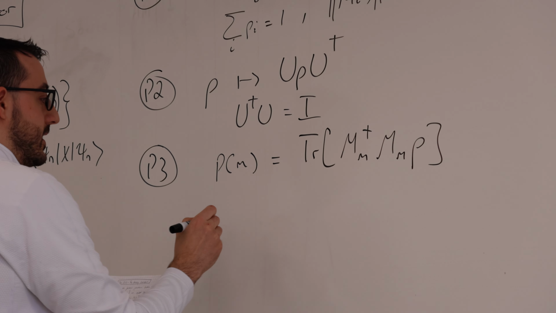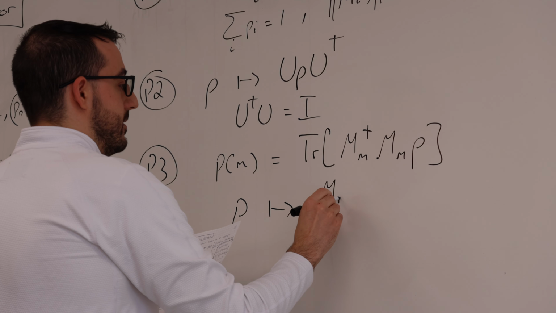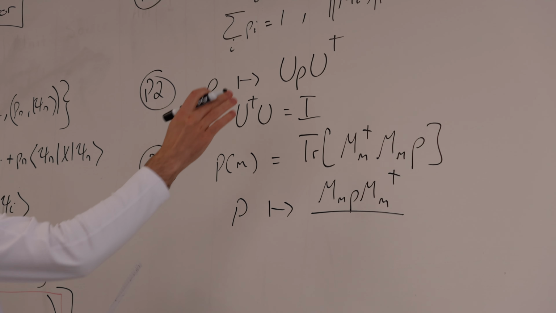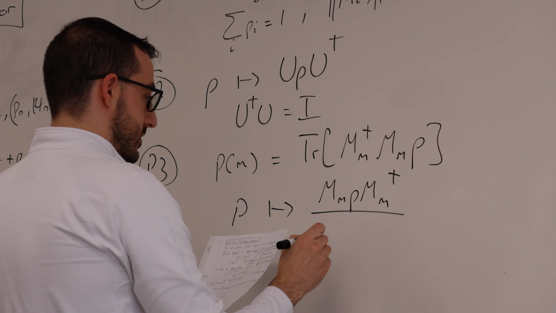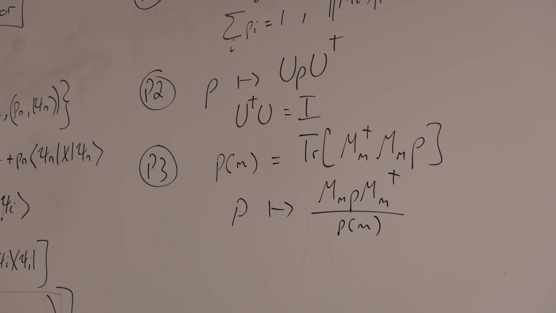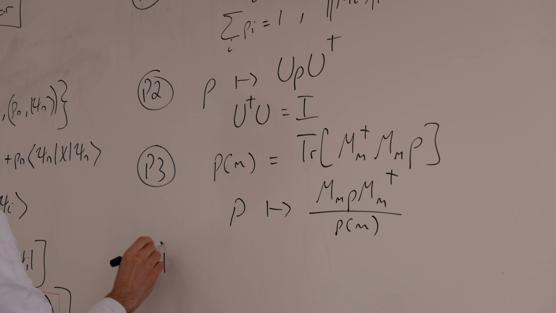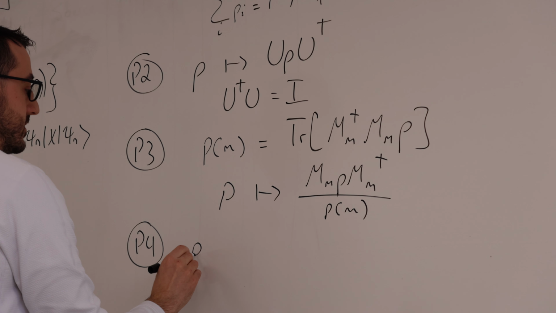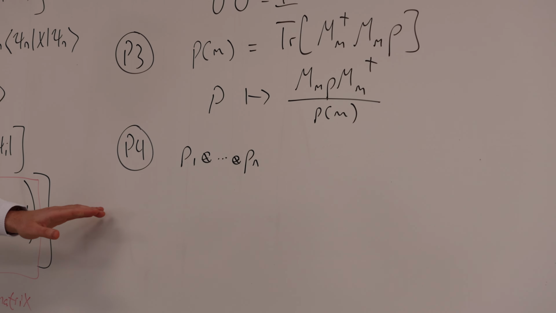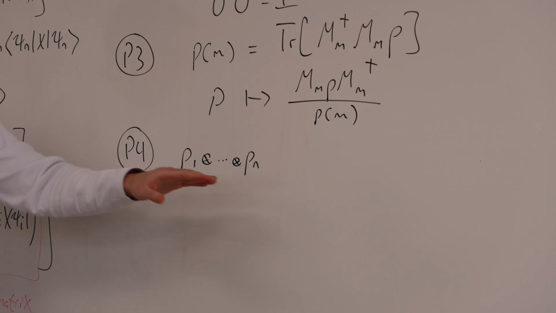And then the state update rule will be that rho immediately after a measurement gets mapped to the state M_m rho M_m dagger over p(m). This time, you can think of each psi contributing a square root, so the total normalization is p(m) instead of the square root of p(m). The last postulate is just tensor products as usual. So rho_1 tensor through rho_n is the composite state of the individual constituent states, rho_1 through rho_n.